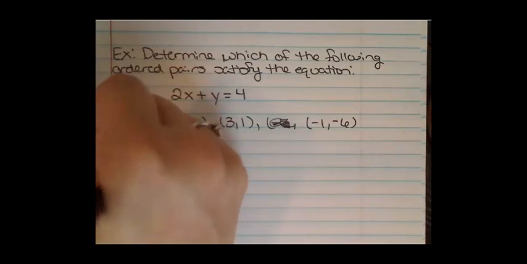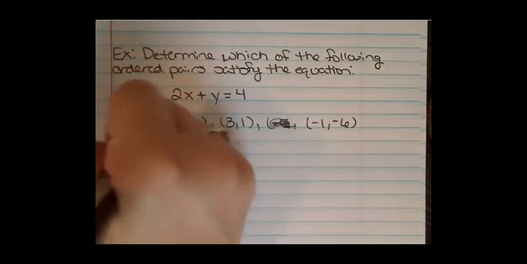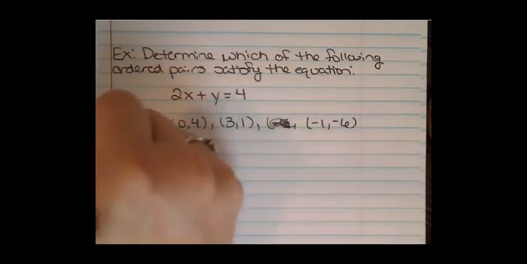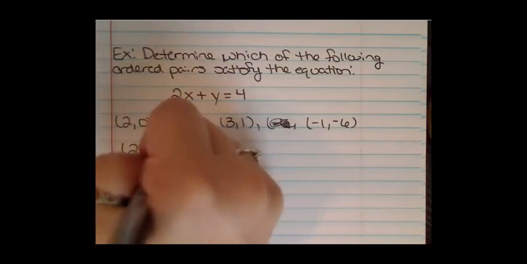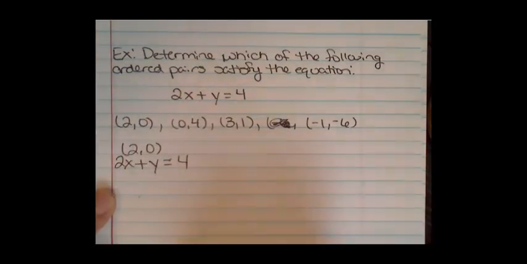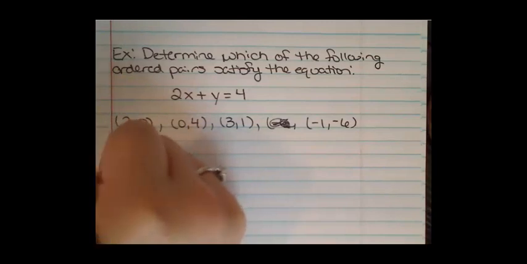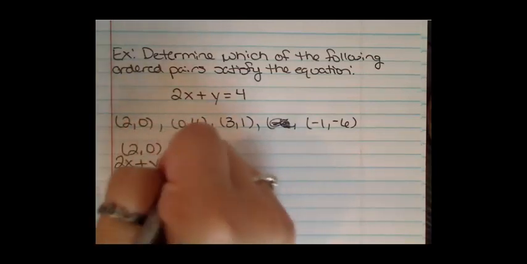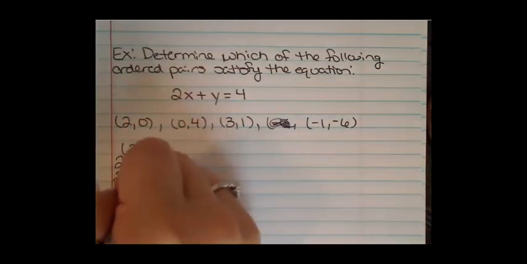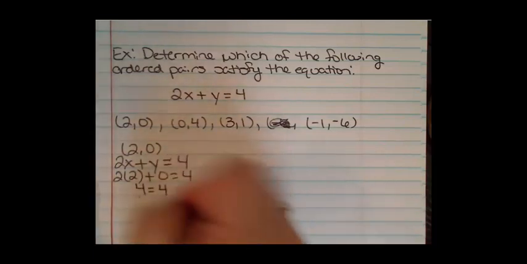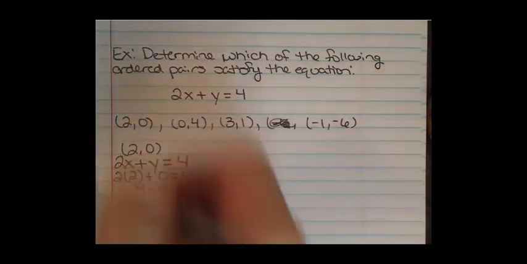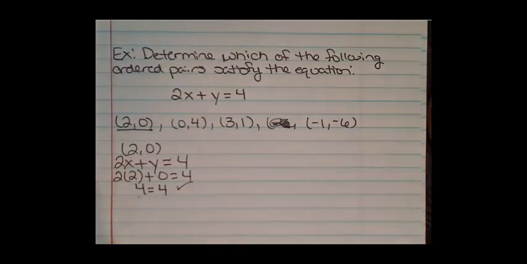So for the (2, 0), we have to plug in 2 for our x value and 0 for our y value. So we have 2 times 2 plus 0 equals 4. If you reduce that down, you get 4 equals 4. That's a true statement. So that means the (2, 0) is a solution.